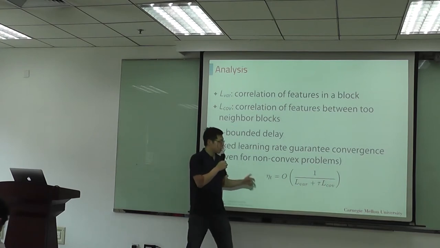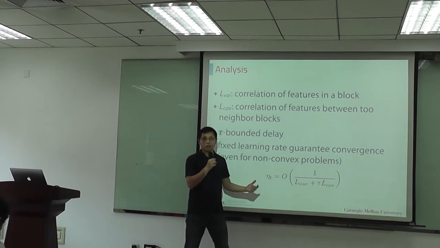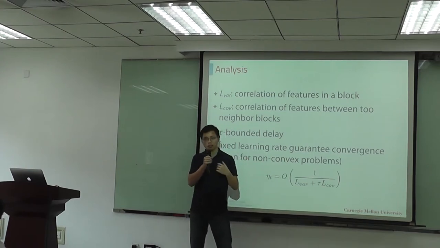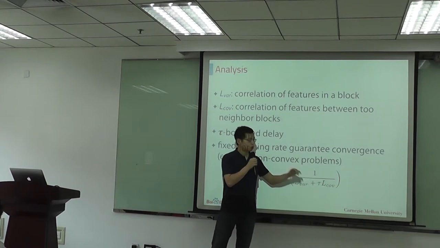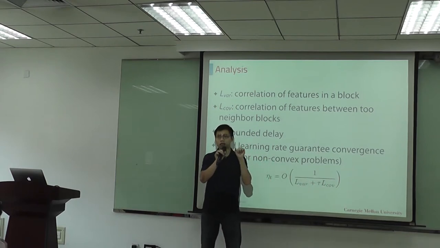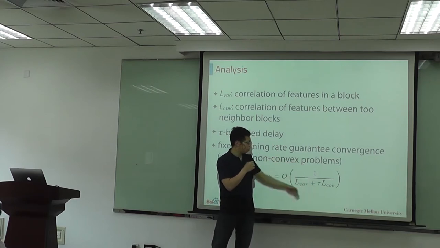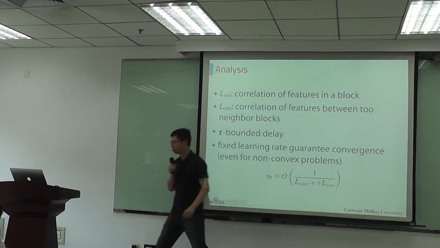So in practice, we won't have a large value of the delay. What you can do is make sure all the features in the block are not so correlated, and two sequential block updates are not so correlated. Then you can improve this value to allow a large delay.